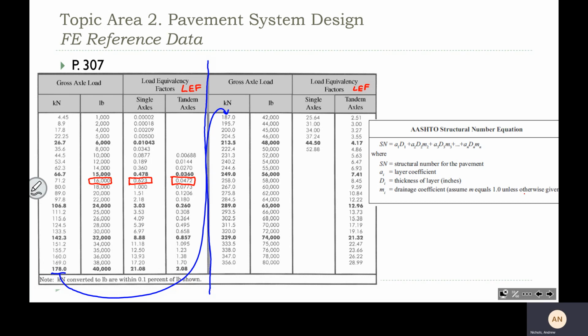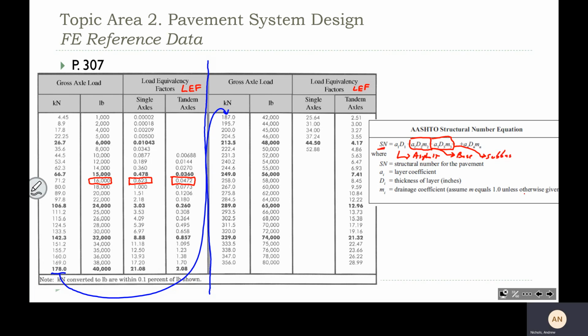The other aspect is this AASHTO structural number equation. So SN is our structural number, and each of these terms is a layer. So layer 1, that would be your asphalt. Second term, all the A coefficients. Layer 2, that would be your base. Layer 3, that would be your sub-base.